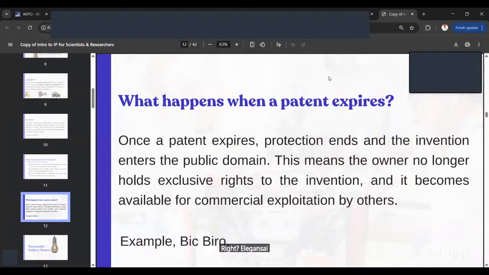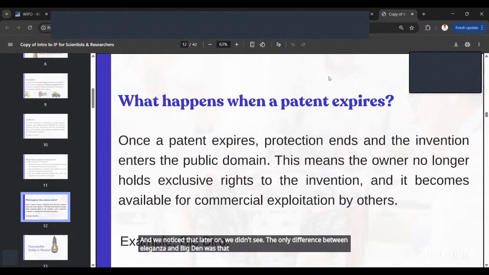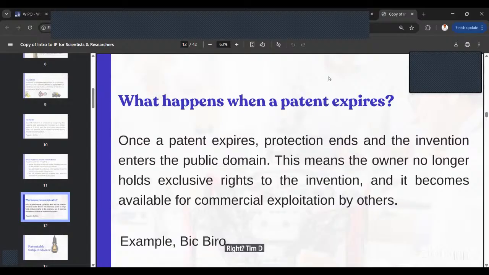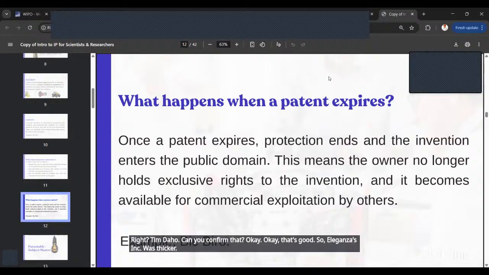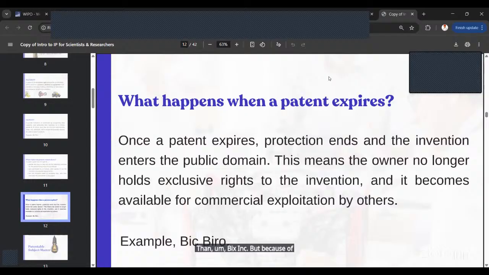Eleganza was also a ballpoint pen. Now their own trademark name was Eleganza. And we noticed that later on, we didn't see Eleganza. The only difference between Eleganza and Bic then was that Eleganza's ink was thicker than Bic's, right? Temitayo, can you confirm that? Yes, I remember. That's why I like it. Okay, that's good. So Eleganza's ink was thicker than Bic's ink, but we can't say thicker is a novelty or inventiveness, right?